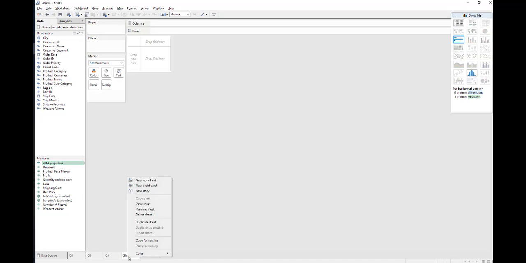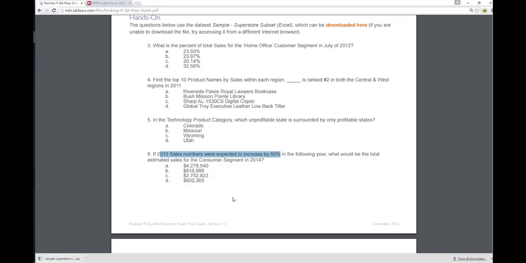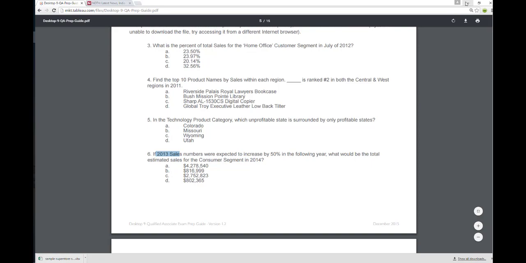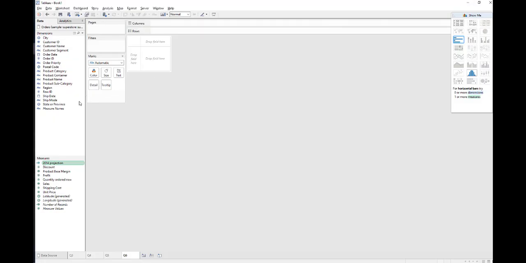So let's add a new worksheet and rename the worksheet to question 6. Let's go back to the question. They are looking at customer segment in 2013. So these are the two filters I need to add. Let me go back. Let me pull customer segment right there, and let me pull the total sales.